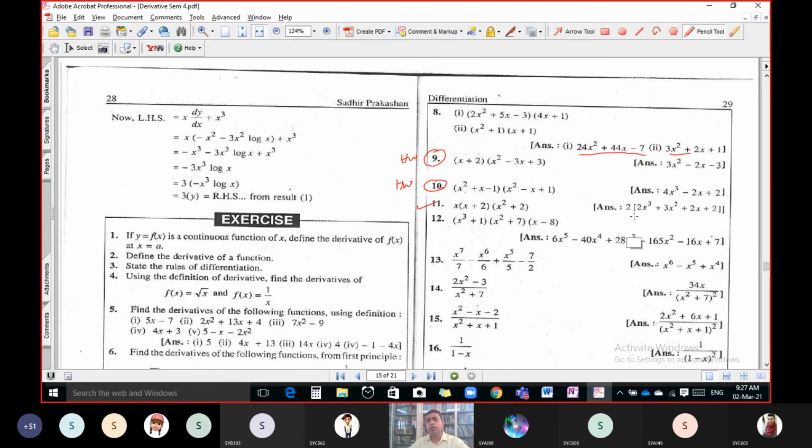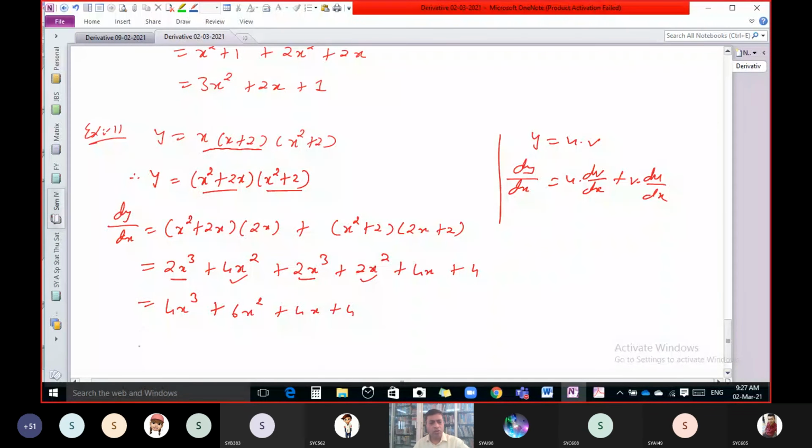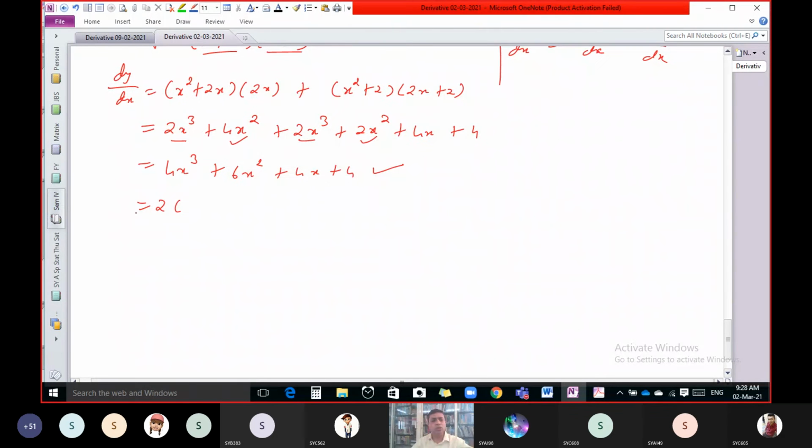You can take two common, not required to write that particular step. You can consider this as your final step, no problem at all. But if you want the answer given in the book, take two common. So what we get here? 2x cube plus 3x square plus 2x. So either you can write this answer or this one. It's the same thing.